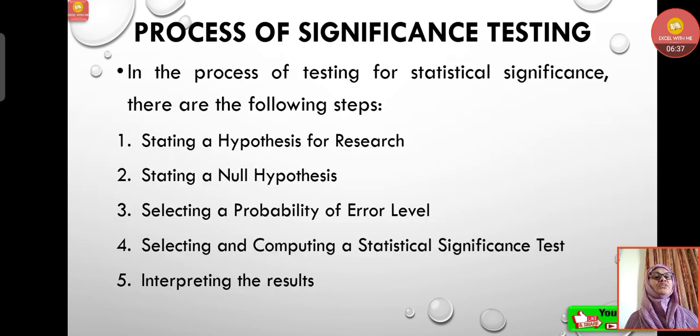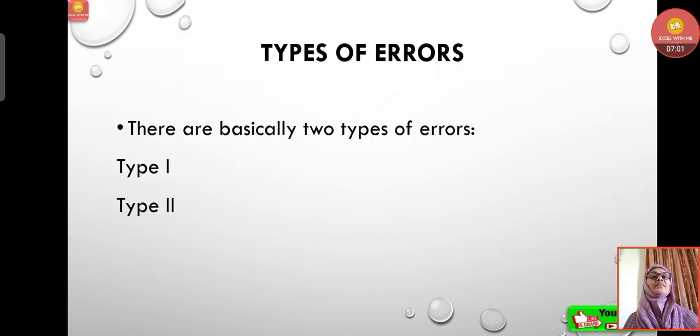Now, what is the process of significance testing? In the process of testing for statistical significance, there are the following steps. Number 1, stating a hypothesis for research, stating a null hypothesis, selecting a probability of error level, then selecting and computing a statistical significance test, lastly interpreting the results.